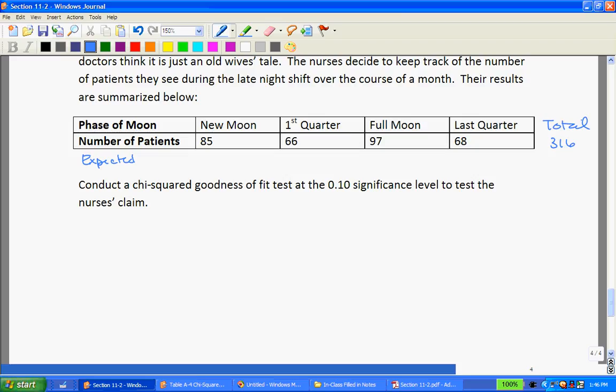Now, here they didn't give us percentages the way we had in the previous problem. But if the moon is not affecting the number of patients, we would expect to see the same number of patients regardless of the phase of the moon. So I'm going to divide that 316 by 4, and I would expect to see about 79 patients for every phase of the moon. So by saying that, what I'm saying is there shouldn't be an effect by the moon, it doesn't matter, and that's what our null is going to be. So expected value, you want to find those first, then you want to set up your hypothesis.